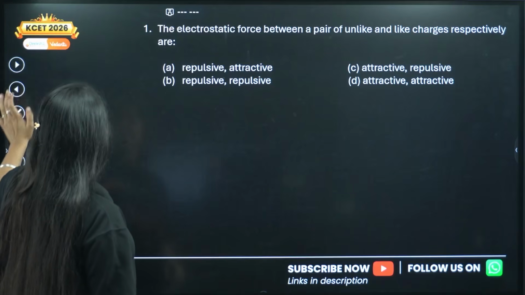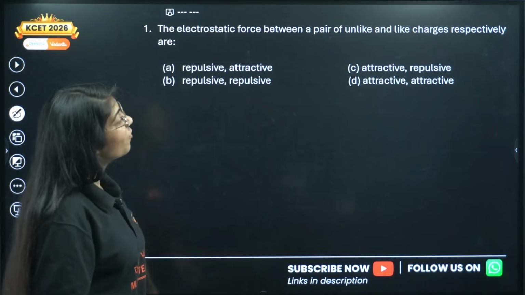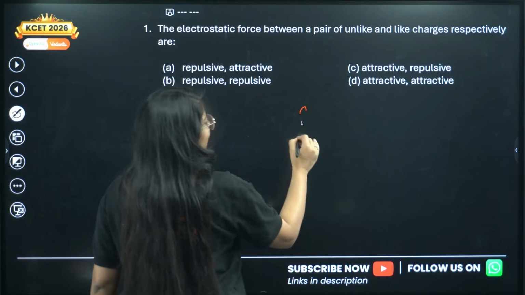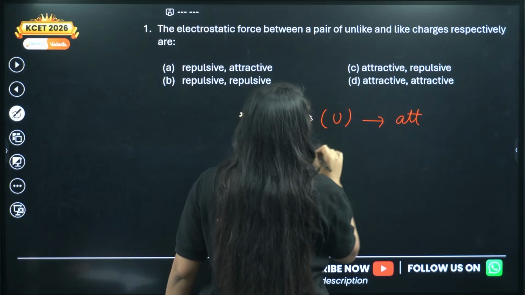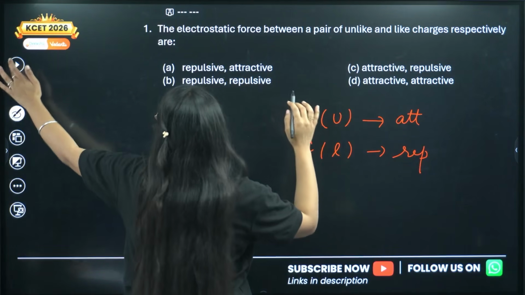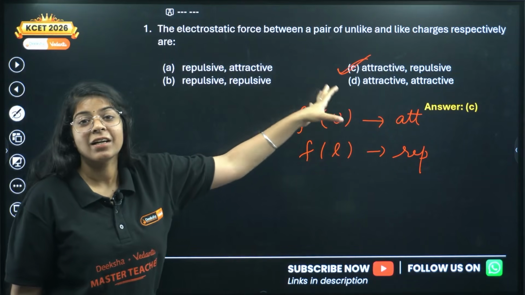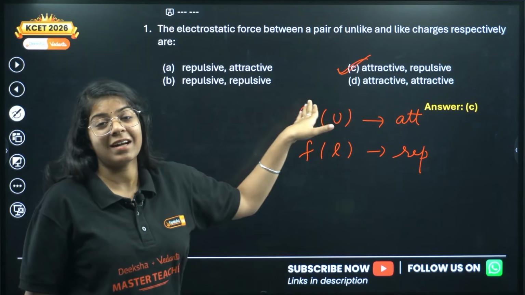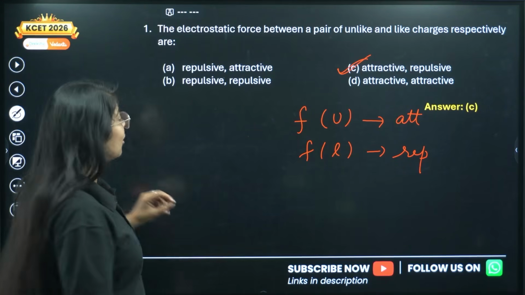Question number 1, which says the electrostatic force between a pair of unlike and like charges respectively are what? So just a very simple question. We know for unlike charges the force is attractive and for like charges the force is repulsive. Very easy question. So the correct option will be option number C. Make sure to tick the right option. It might seem silly to you right now, but if you tick repulsive and attractive because of some silly mistake, that will cost you 1 mark. So be very careful about that.